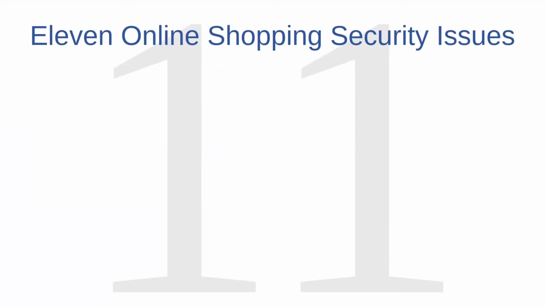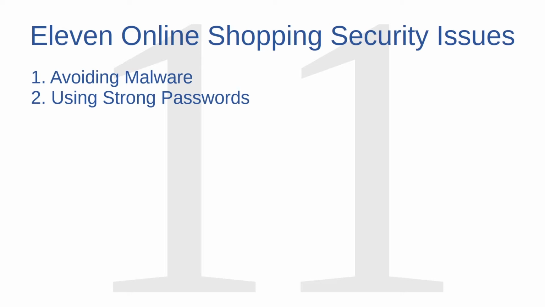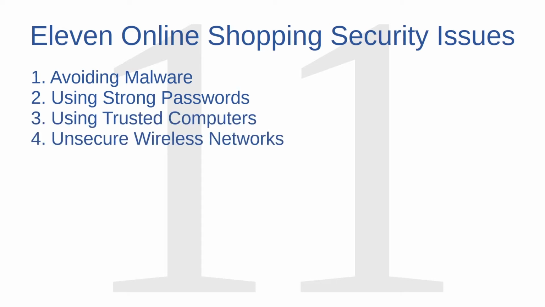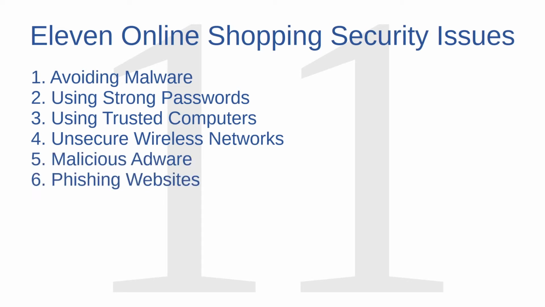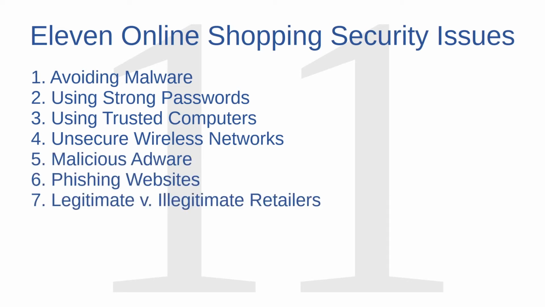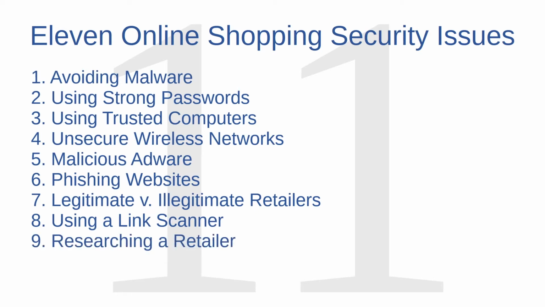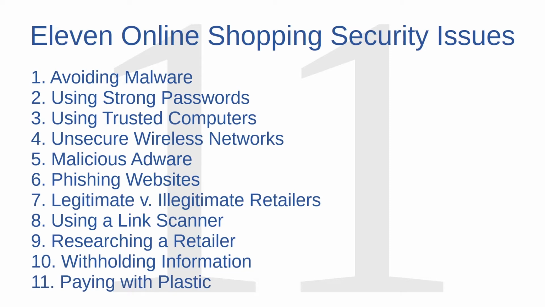In this video, we'll address 11 online shopping security issues: avoiding malware, using strong passwords, using trusted computers, avoiding unsecure wireless networks, avoiding malicious adware, avoiding phishing websites, distinguishing legitimate retailers from illegitimate ones, using a link scanner, researching a retailer, withholding information, and finally, paying with plastic.